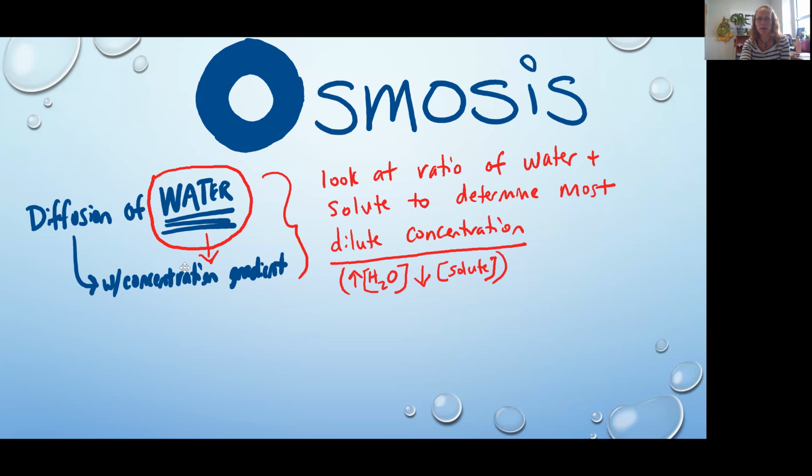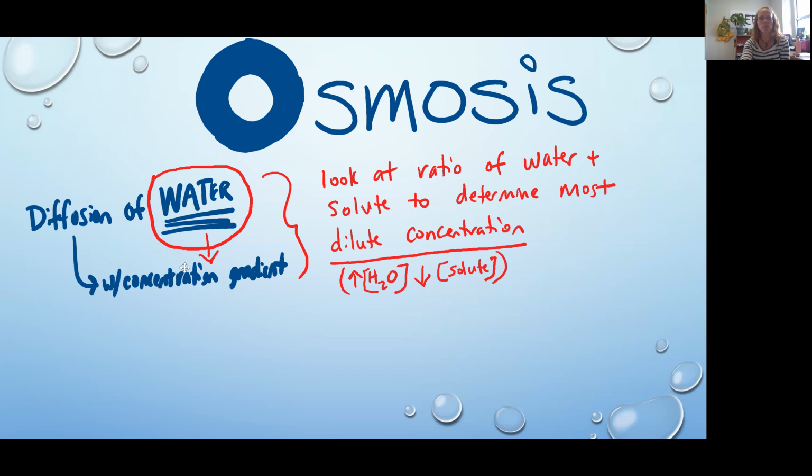Again, when we're talking about osmosis, we're talking about the movement of water, whether water enters the cell or leaves the cell, or whether there is the same amount of water moving in and out and the cell stays the same. In order to have this conversation, we have to look not just at the water itself, but at the ratio of water and solute, to determine where we have our most dilute solution and where we have our most concentrated solution.